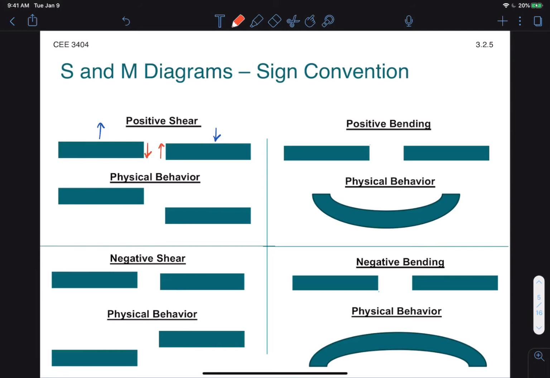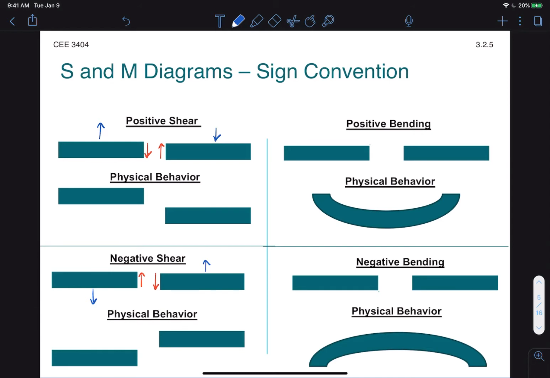So if we slice a beam and look at the left side, a positive shear will be pointing down. If we look at the right side, a positive shear will be pointing up. The opposite case is true for negative shear, so all directions are flipped. And so a left-looking section will have a negative shear pointing up, and a right-looking section will have a negative shear pointing down. Positive bending is bending such that the physical behavior of the beam is to be concave up. In other words, it's a smiley face.